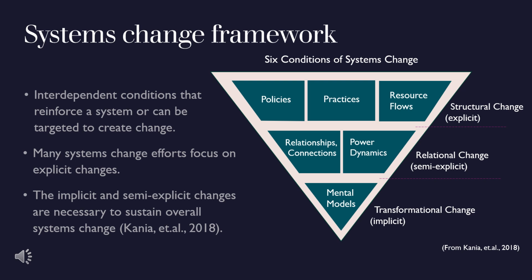To better understand what can be done to influence systems change, Kanya et al. present a 6 conditions of systems change framework. This describes the conditions that work together to either reinforce a system's functioning or that can be targeted to create change. Many systems change efforts focus on explicit or structural changes at the top of the diagram. These include policies, practices, and resource flows. They can be within an organization or a government, and these are easier to define and measure because of their visibility.